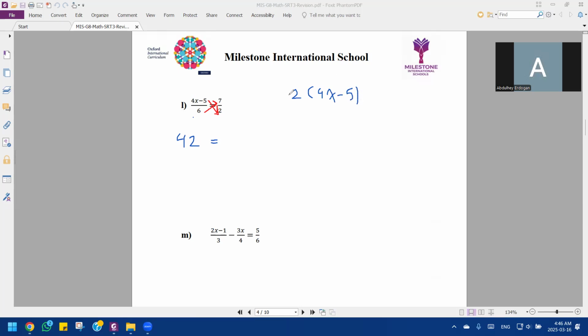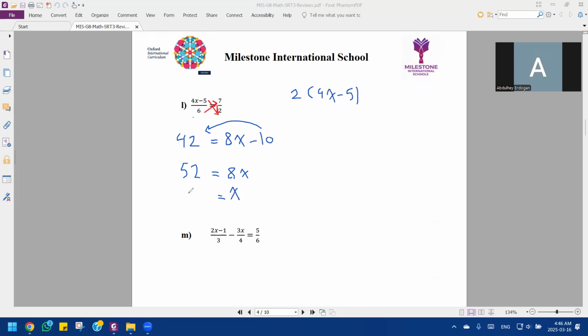So there is 2 outside. So we multiply 2 by each value or each digit. So 2 times 4x is 8x. 2 times minus 5 is minus 10. Again, numbers on one side, variables on the other side. So we take minus 10 there. It will be plus 10. 42 plus 10 is 52 equals 8x. Now I need to divide by 8.